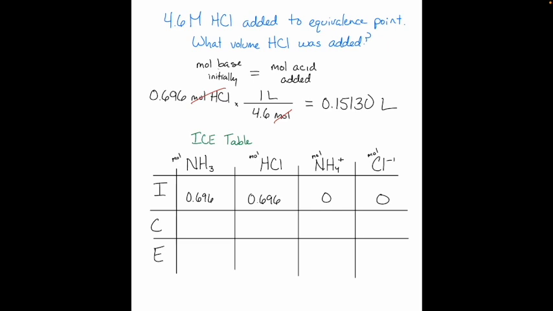All right, what's going to be my change number here? What value am I going to use in these change boxes? That 0.696, right? All of that strong acid is going to react. Okay, importantly, it's going to be negative on my reactant side and positive on my product side.